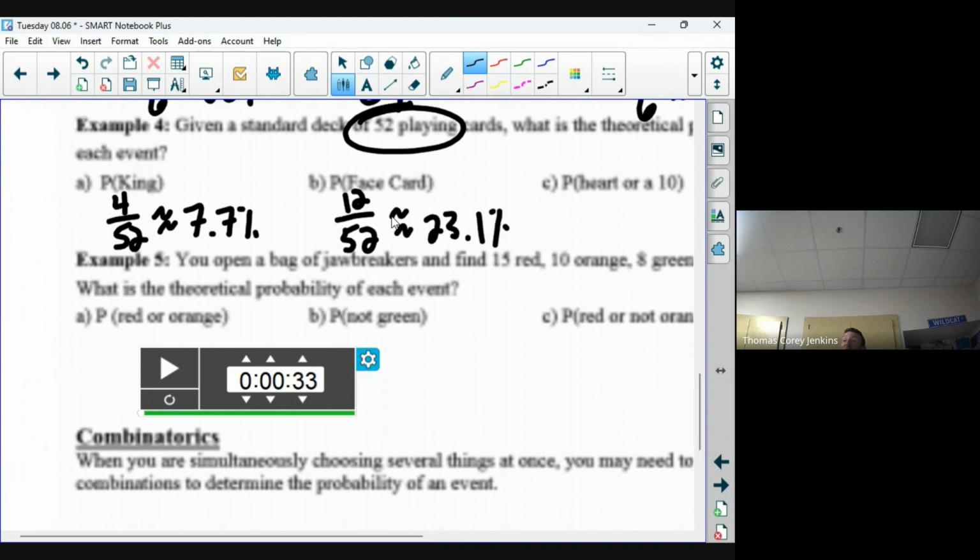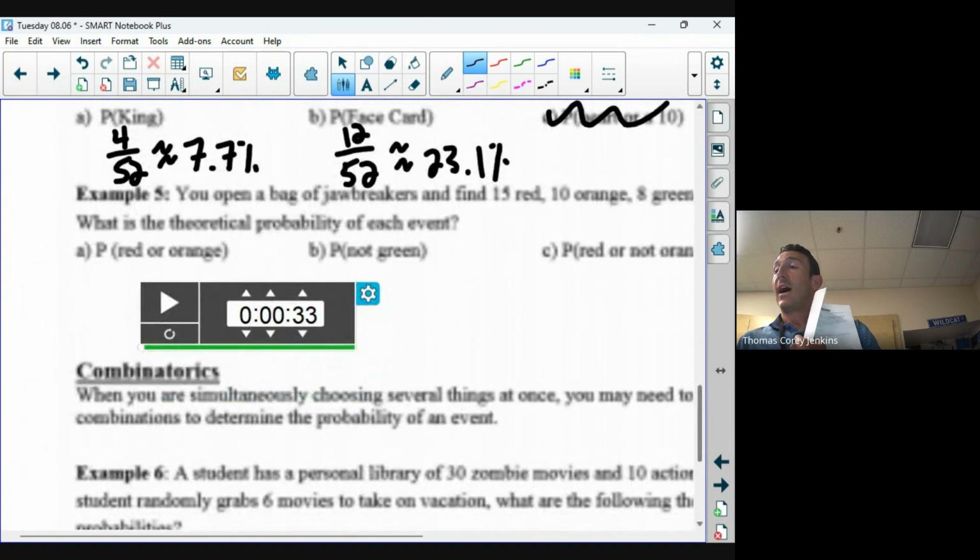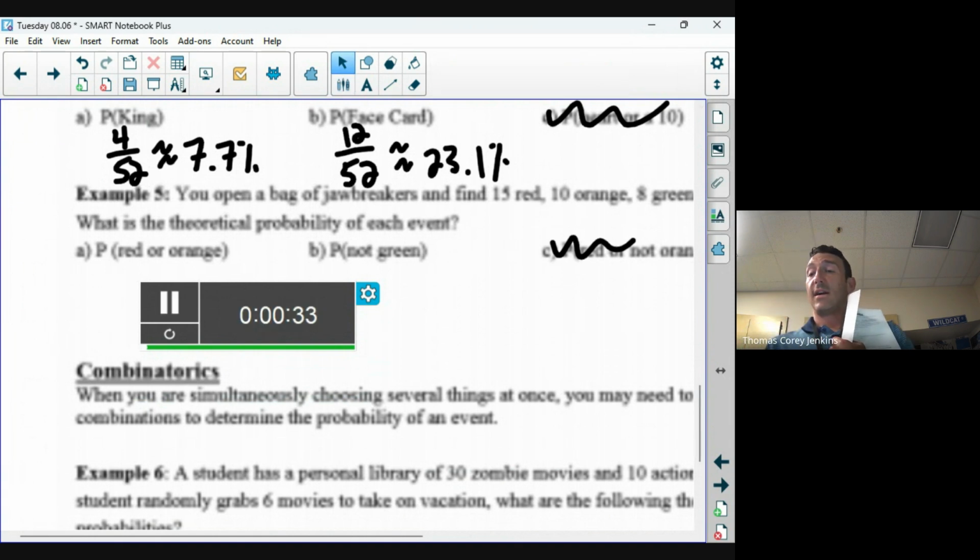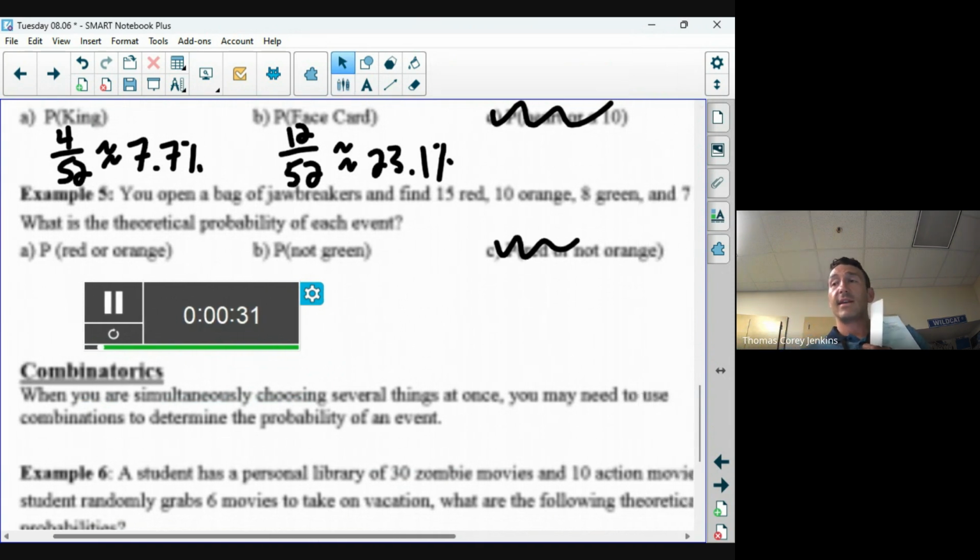Let's not worry about the heart or a 10. That gets a little bit in the weeds. So let's just mark that one out. We'll skip that one together. You can do the same thing with C. We probably won't go over C in example 5 either. So take about 30 seconds and try to do A and B without any of my help. And then I'll go over it. While you're reading it, I'll read it too, just for video's sake.